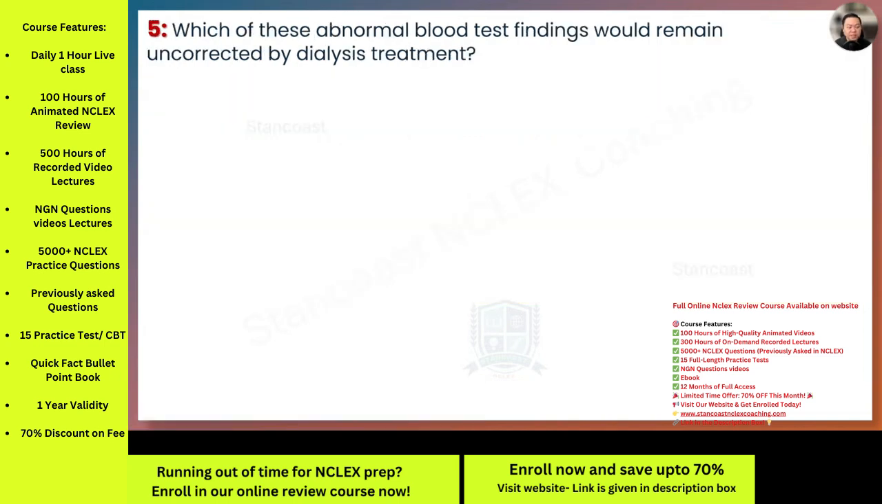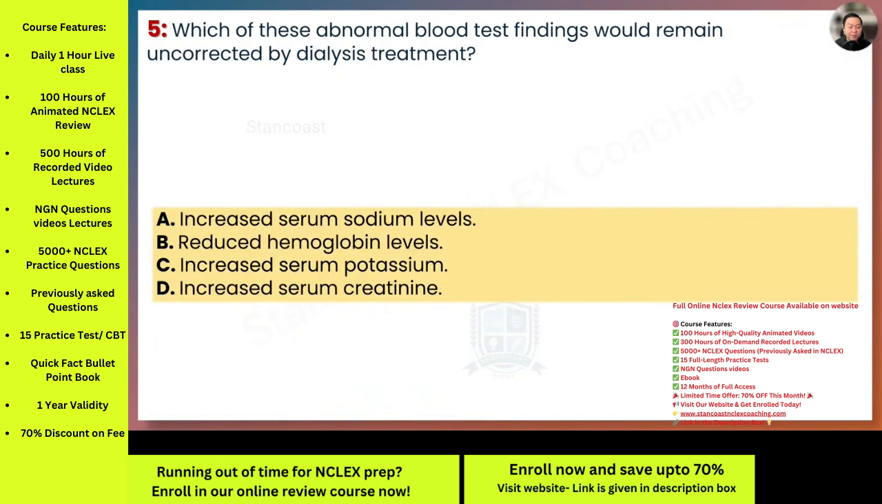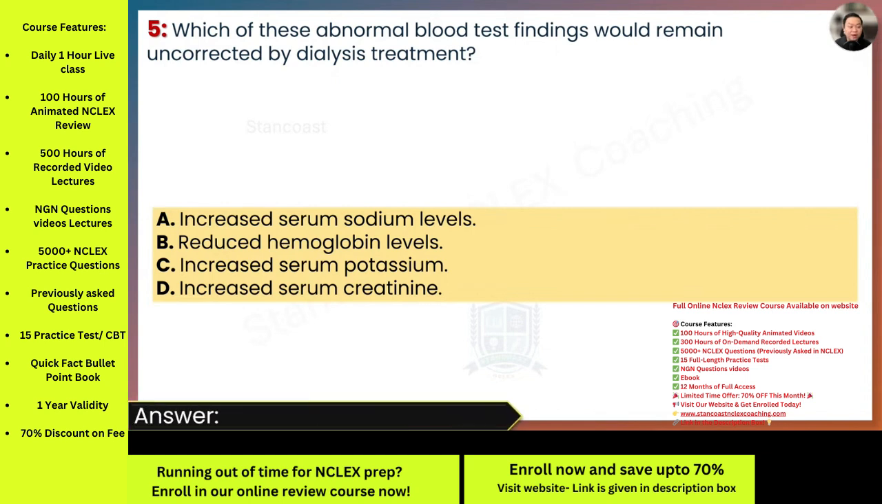5. Which of these abnormal blood test findings would remain uncorrected by dialysis treatment? Options: A, increased serum sodium levels; B, reduced hemoglobin levels; C, increased serum potassium; D, increased serum creatinine. The answer here is letter B, reduced hemoglobin. No, that's basically incorrect right there. I mistakenly put C. That is letter B, reduced hemoglobin levels. Let me correct that one.